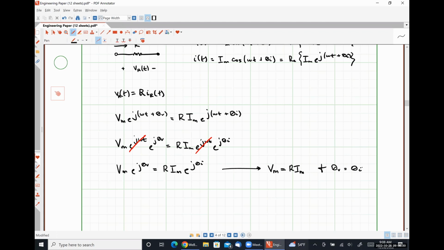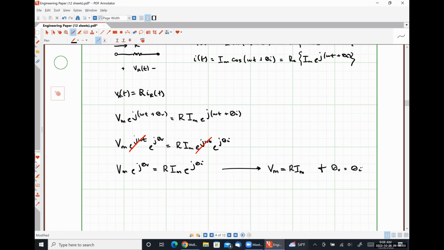If the magnitudes on both sides are equal and the phase angles on both sides are equal, these things must be true. Okay. All right. Now, what this means effectively is that the voltage drop and the current flowing through a resistor will be in phase. There is no phase difference between them. So they're always going to be perfectly matched.